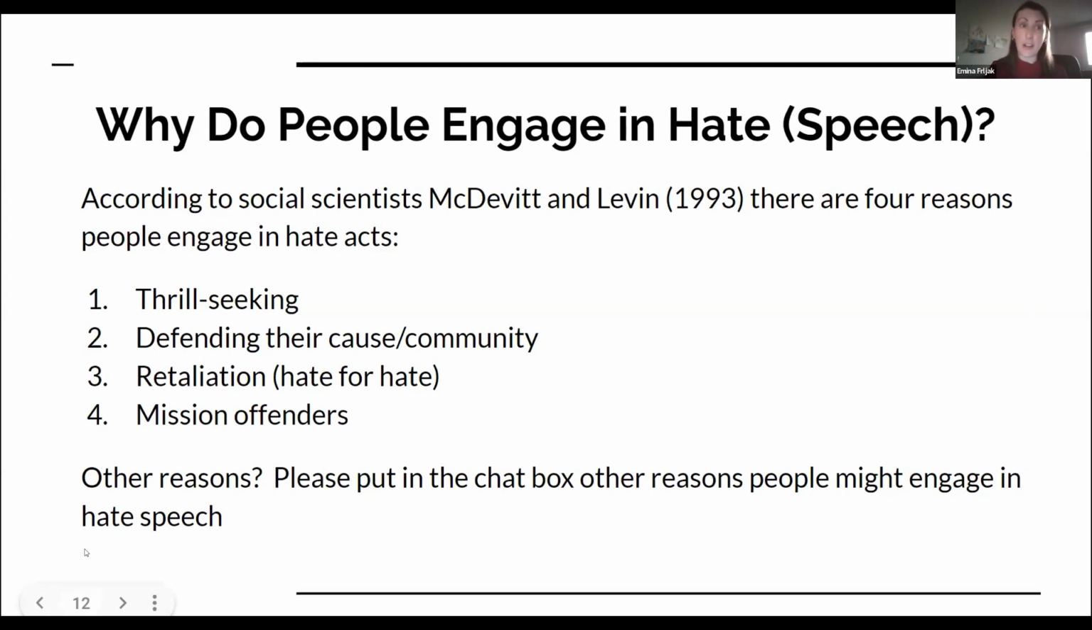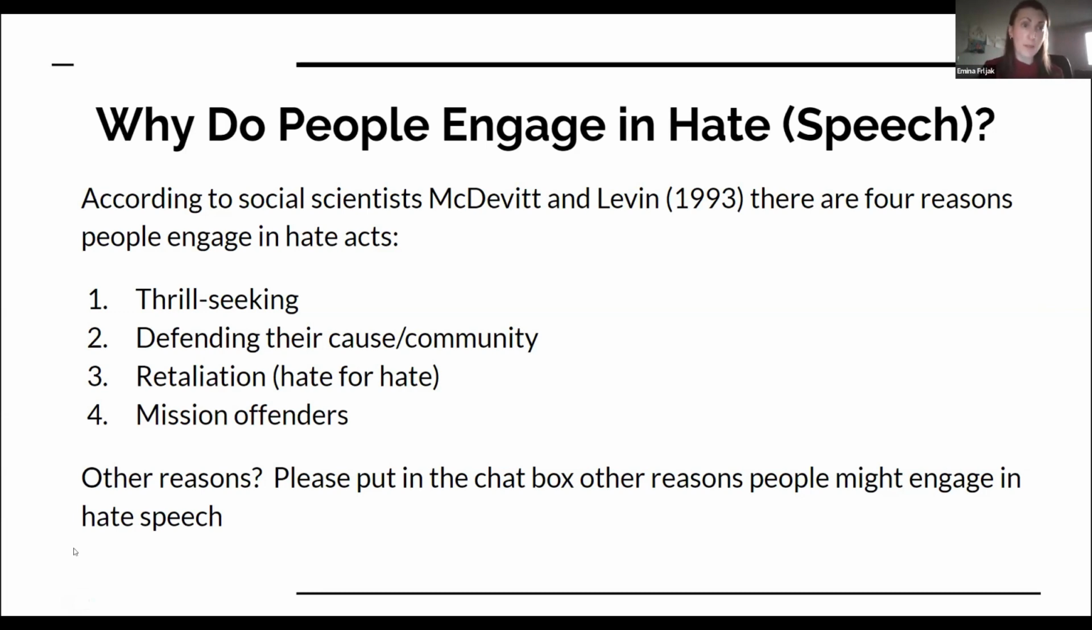Then there is also retaliation, hate for hate, because there are people who engage in hate speech because they think their group is attacked, that somebody already spread hate speech about them, and then they spread more hate speech in return. So this is a vicious circle that can go on and on and on.